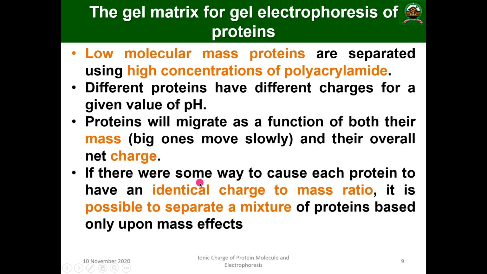If there were some way to cause each protein to have an ideal charge to mass ratio, is there any method we can use to make it? Then it is possible to separate the mixture of proteins based on the charge to mass effect. So that is the principle here. If we are able to make this charge to mass ratio somewhat identical, then it is possible to separate the mixture of proteins.